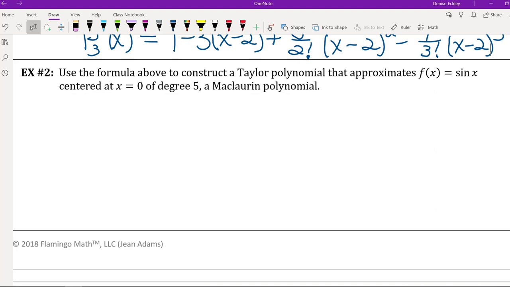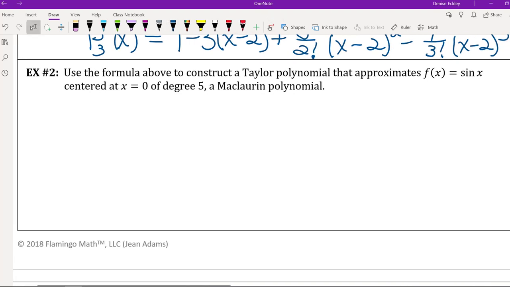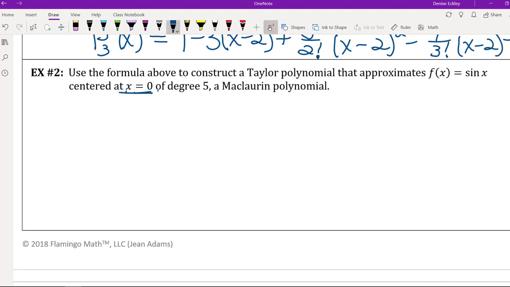So we're going to start with sine. We are going to assume it's a Maclaurin polynomial, which means we're going to center it at 0, and we want to write a degree 5 polynomial for it. What we have to do first is find the value of our 5 derivatives at x equals 0. So I'm just going to go ahead and find 5 derivatives. f prime of x is going to be cosine x. f double prime of x is going to be minus sine x.